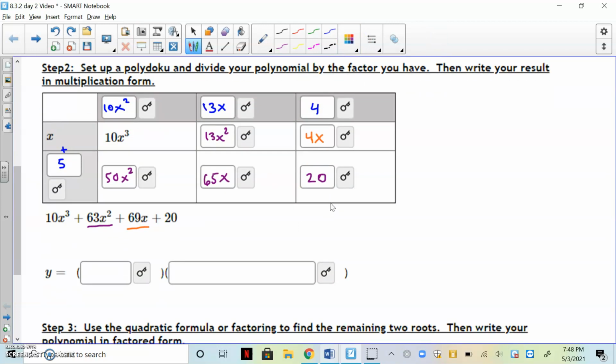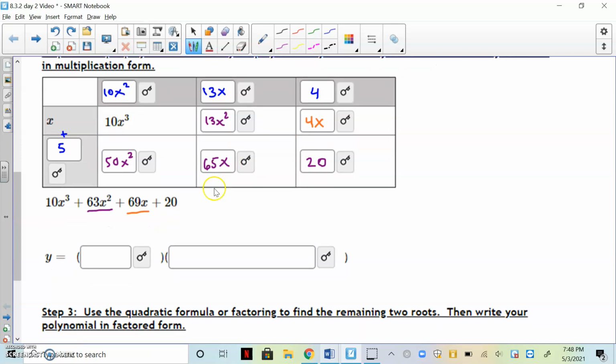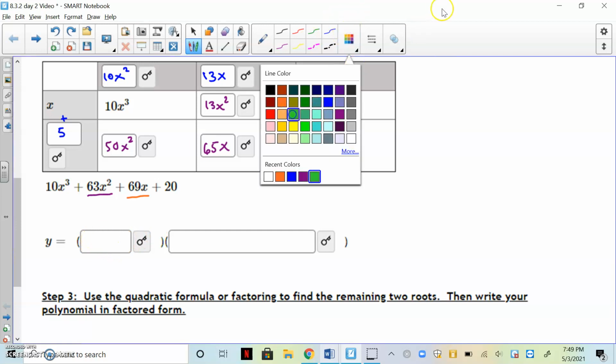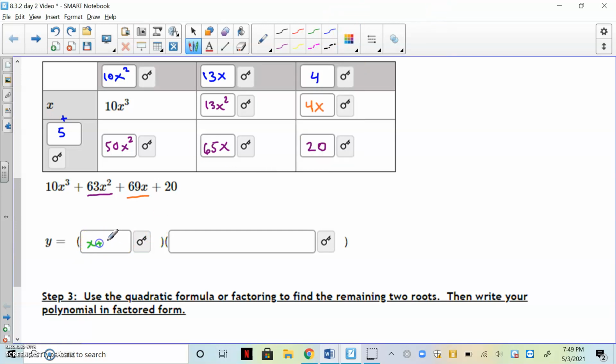All right, so now my Polydoku box is all filled out, and I've gotten my answer to the division that I just did. I just figured out that when I multiply x plus 5 times this big polynomial up here, 10x squared plus 13x plus 4, I would get this polynomial. That's where it comes from. It comes from the left side and the top side of your box.